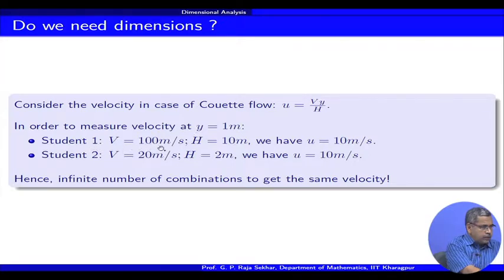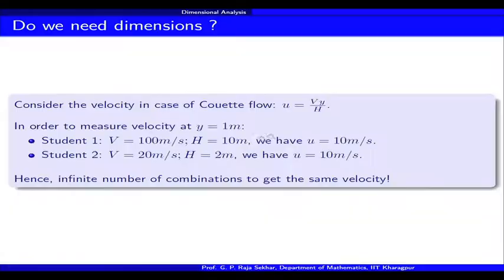Let us say, in order to measure velocity at y equals 1 meter, student 1 has considered V as 100 meters per second and h as 10 meters, then accordingly u is 10 meters per second. Suppose student 2 takes V as 20 meters per second and h as 2 meters, then we also have u the same. Naturally these two students may get into a quarrel, each saying my solution is correct. Indeed both solutions are correct. If you observe closely, you have an infinite number of solutions.